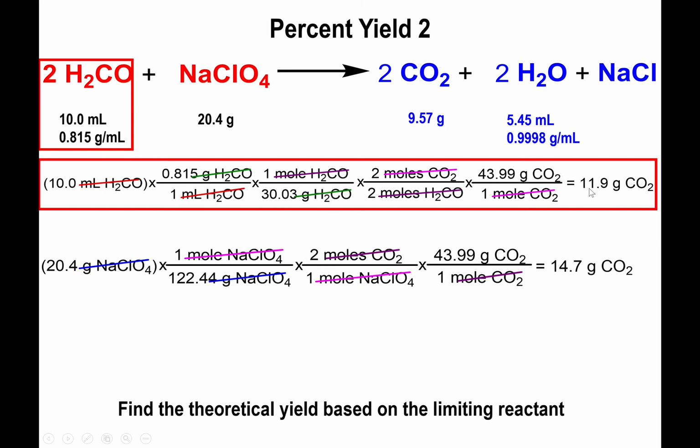What this also means is that the reactant from which the calculation got started with is automatically the limiting reactant. So it would be incorrect to say that 11.9 grams of CO2 is a limiting reactant. That is not true. CO2 is not a reactant, it's a product. What is a reactant is H2CO, and since that's the reactant from which this entire calculation derives, H2CO is the limiting reactant.